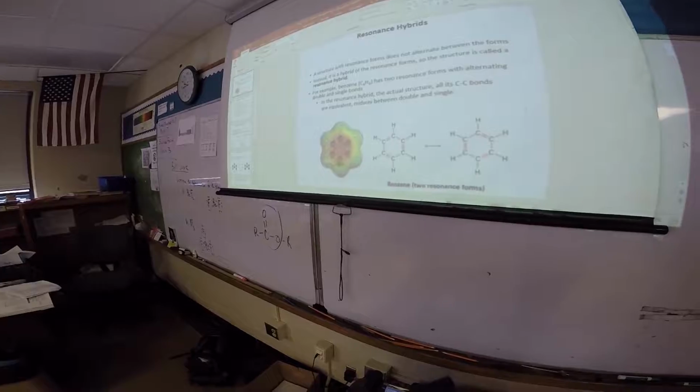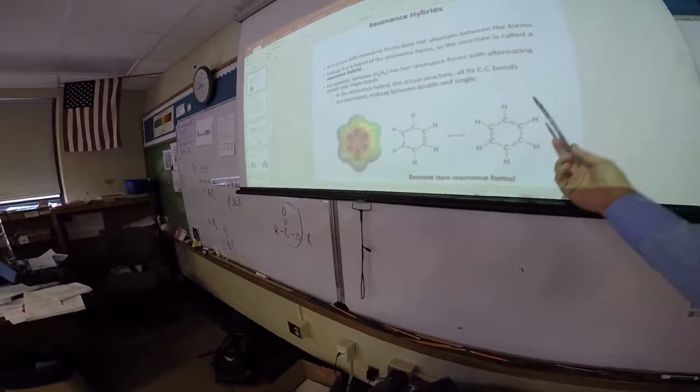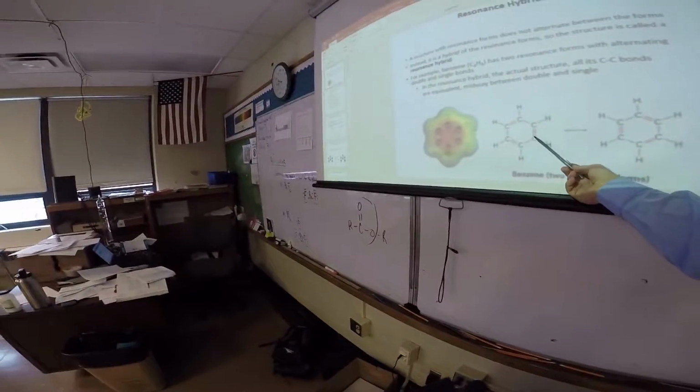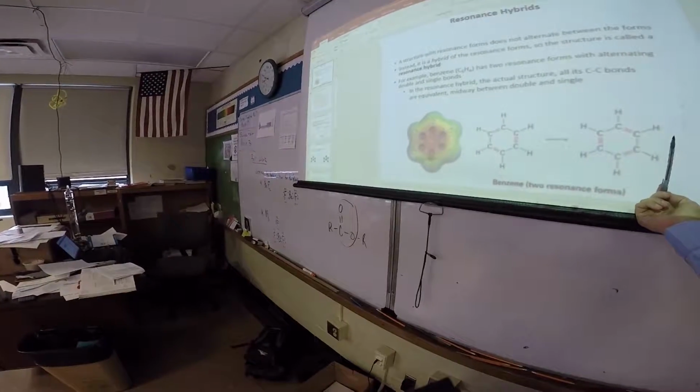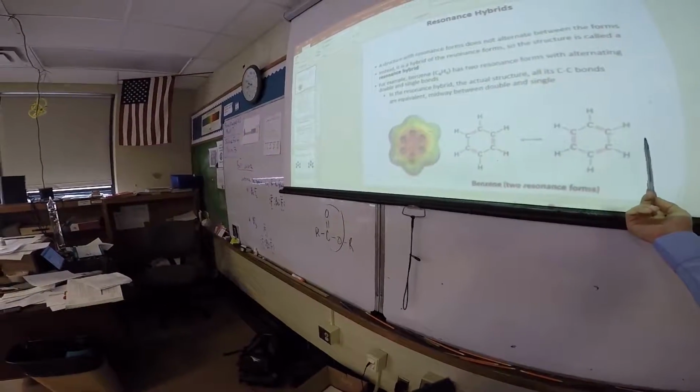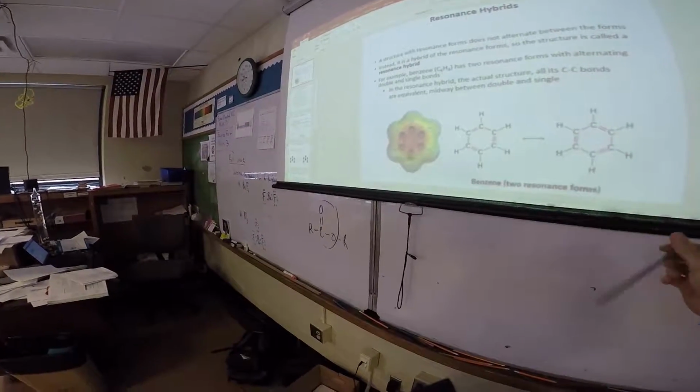That is, it's moving very quickly. The bonds are happening very quickly, so there's no way to distinguish between this and this. Does everybody understand? They're basically equal. So there's nothing that you can do, no lab test that you can do that's going to distinguish between these two resonance hybrids. Any question on that?